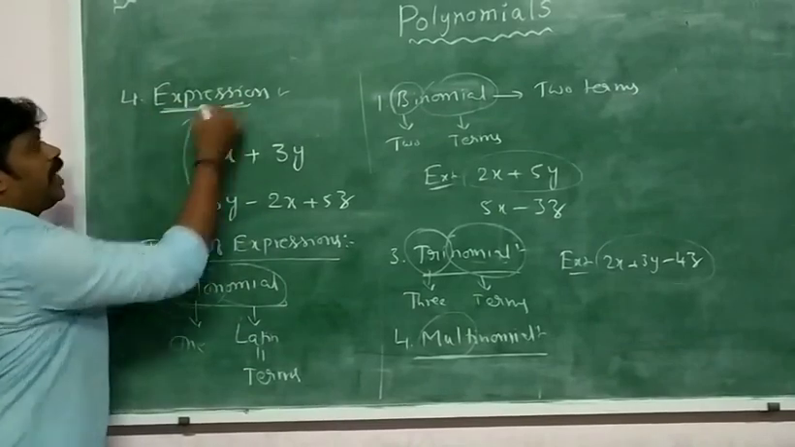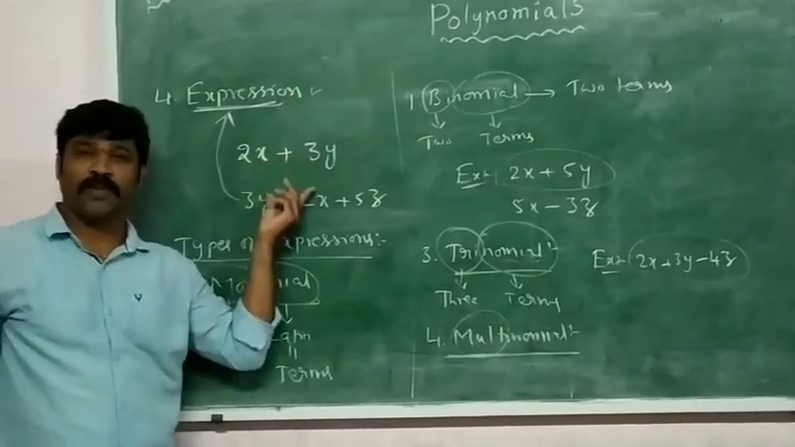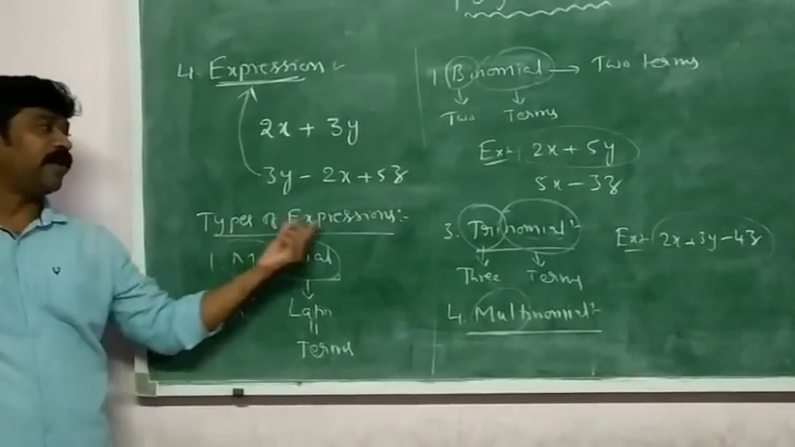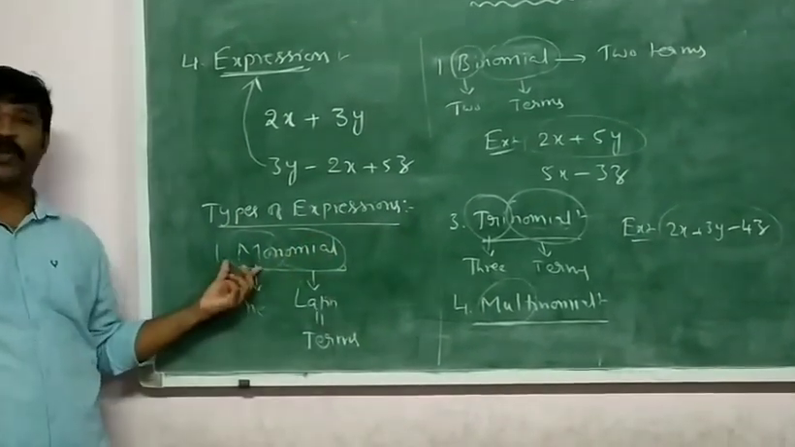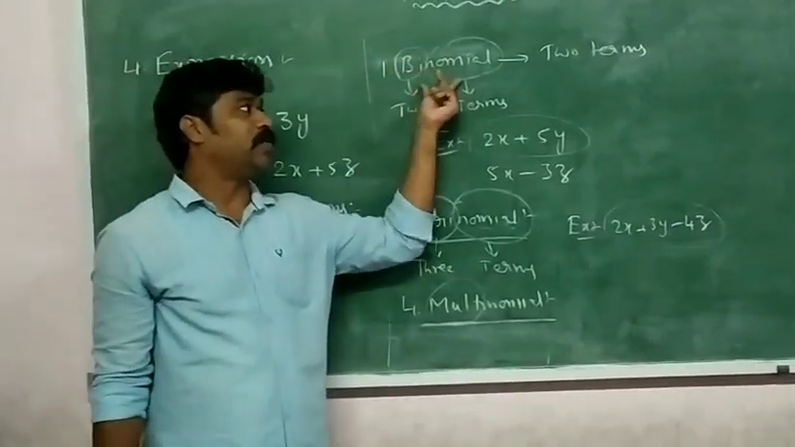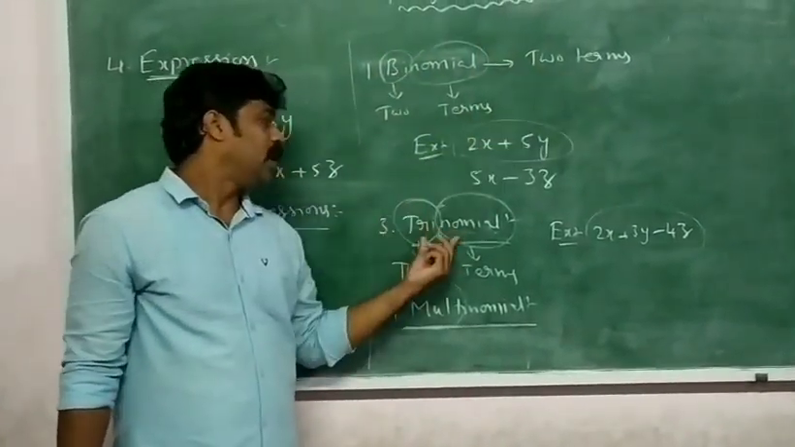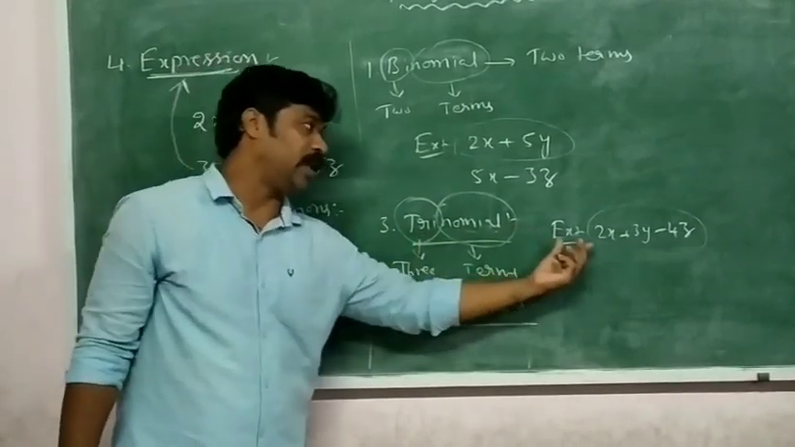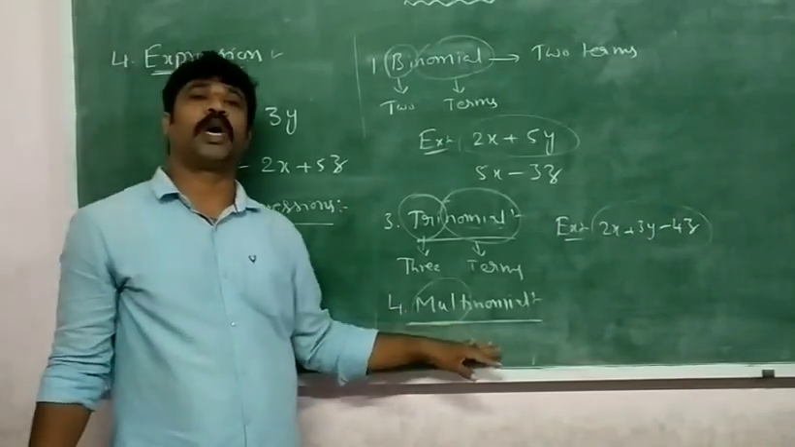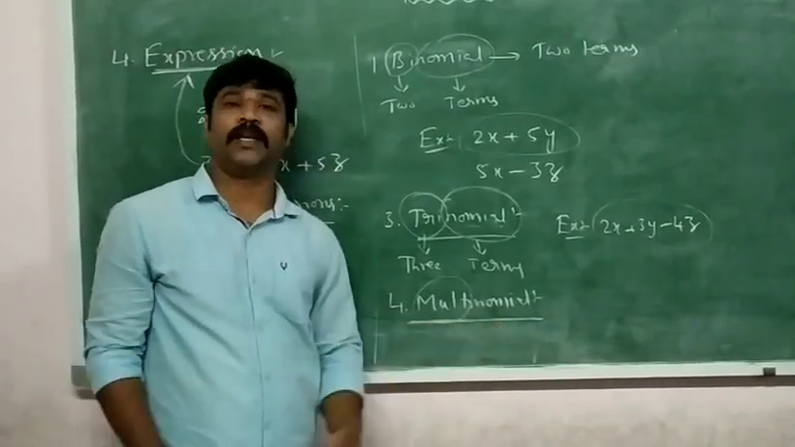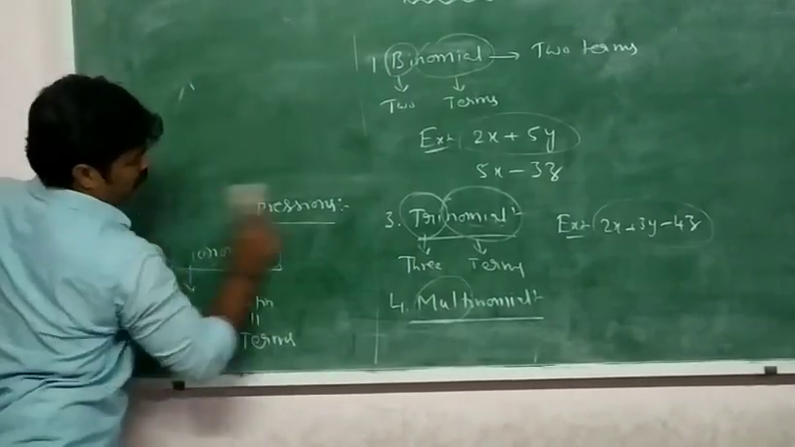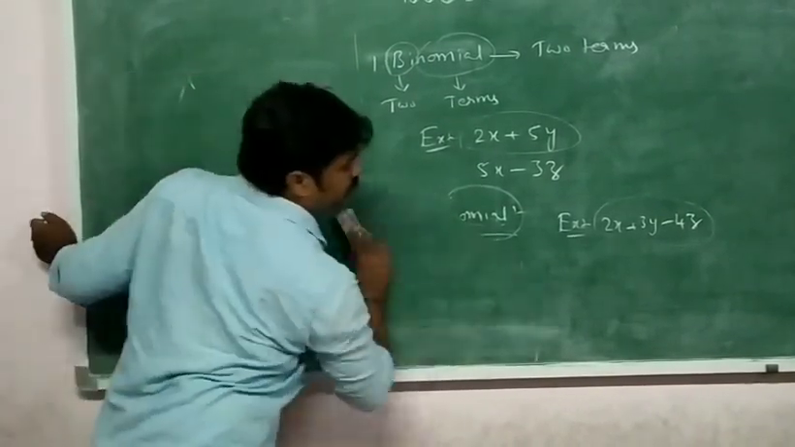So simply, an expression is a combination of terms using addition or subtraction. And we have different types of expressions. A monomial consists of only one term, and a binomial consists of two terms. A trinomial is an expression containing three terms. And multinomial, multi means two or more terms, so an expression containing two or more terms is a multinomial. All this we learned in 9th class.